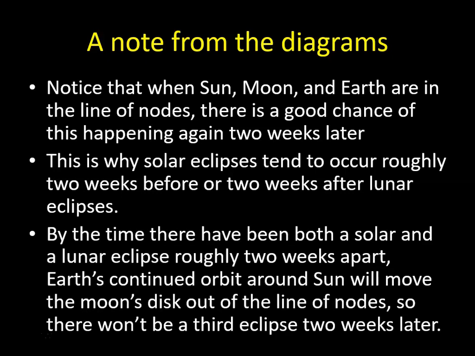However, you're generally not going to get a third eclipse 2 weeks after a second one. Sometimes it happens, like sometimes you'll get a lunar eclipse, then a solar eclipse, and then another lunar eclipse if the conditions were just right, but it's not all that common, because usually by the third event, Earth has moved along enough in its orbit that the line of nodes is not intersecting with our sun's disk.